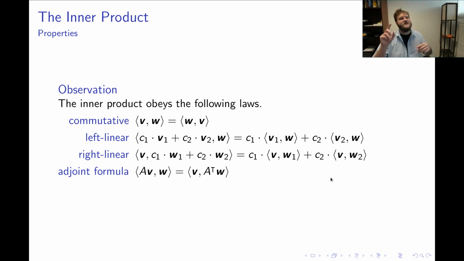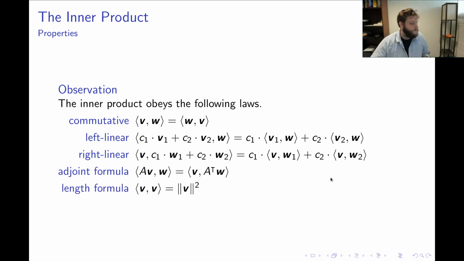The way I like to think of this is that if I have a matrix inside of an inner product, it can sort of teleport from side to side, but every time I move it from side to side, I have to take the transpose.